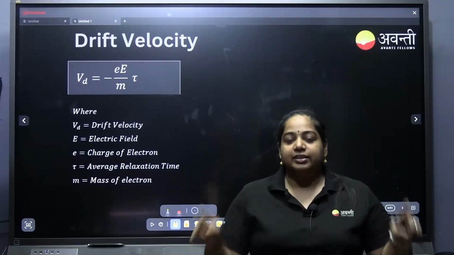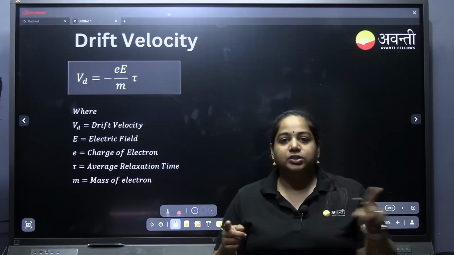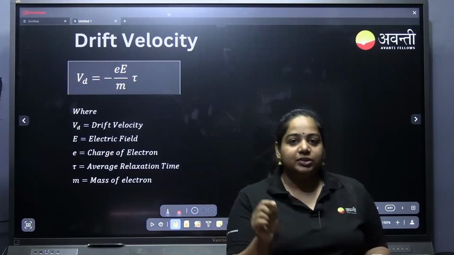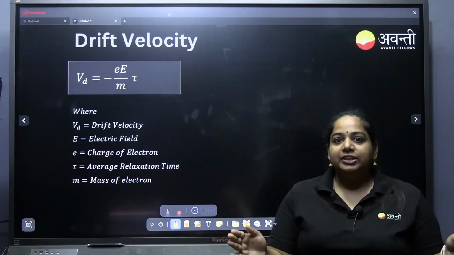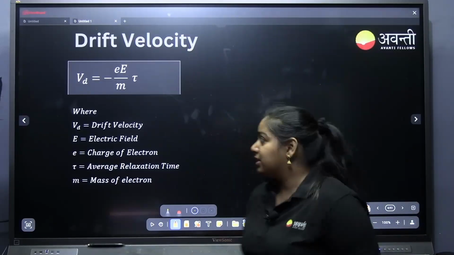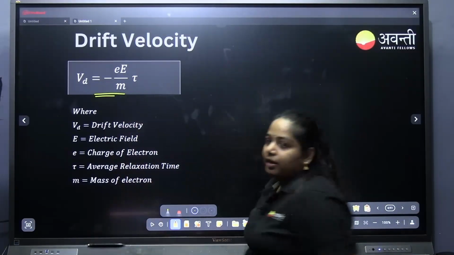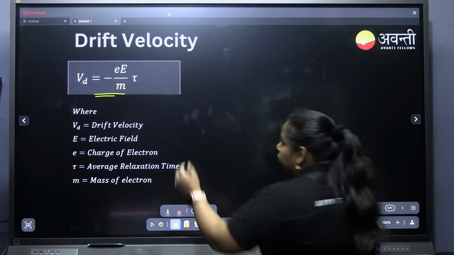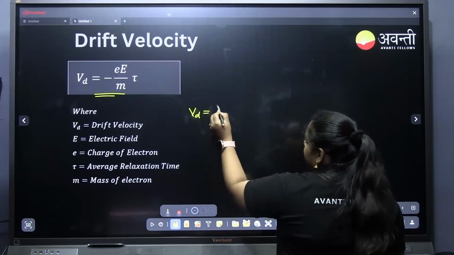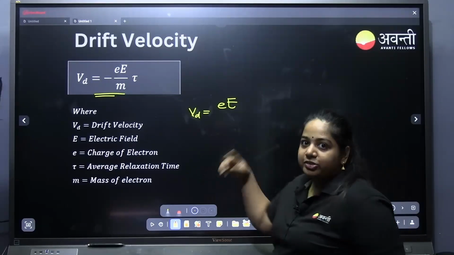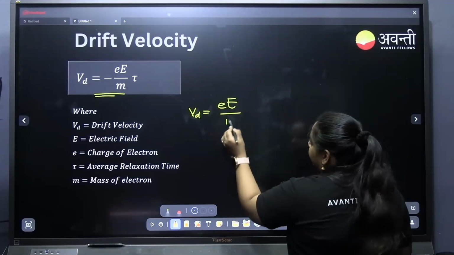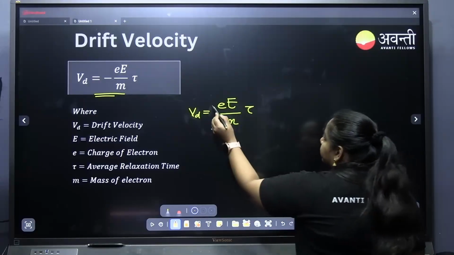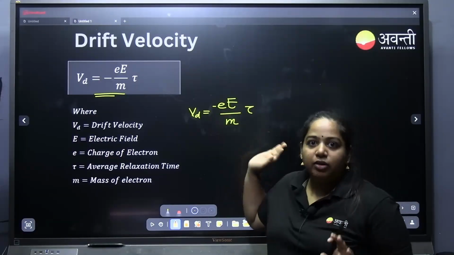But if we look at all the electrons together in a conductor and take the average velocity of all the electrons, that will be a constant value. Even though individual electrons are accelerated, the total average velocity of electrons will be constant, and that value is drift velocity. Is it clear? And its formula we will get: drift velocity equal to eEτ/m. This is our electrostatic force divided by m. So force by mass, acceleration, into time, you will get velocity.